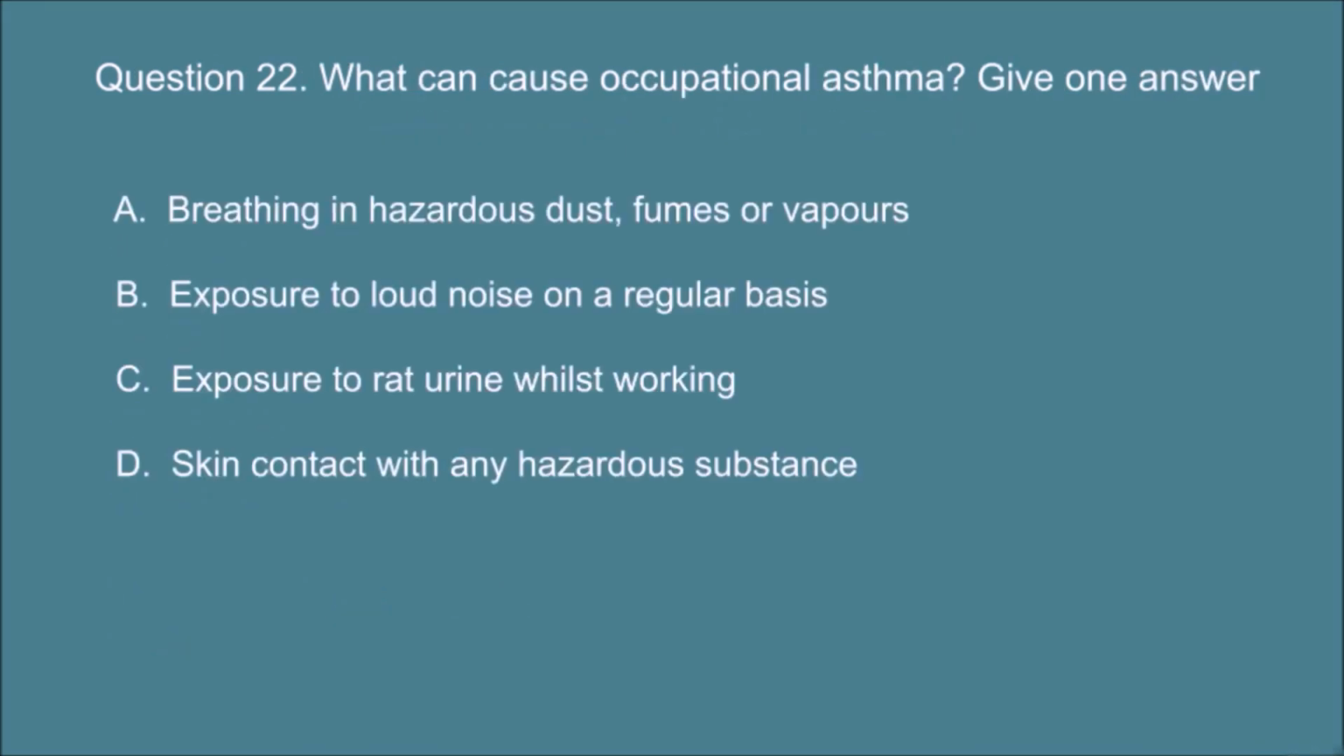Question 22. What can cause occupational asthma? Give one answer. A. Breathing in hazardous dust, fumes, or vapours. B. Exposure to loud noise on a regular basis. C. Exposure to rat urine whilst working. D. Skin contact with any hazardous substance.